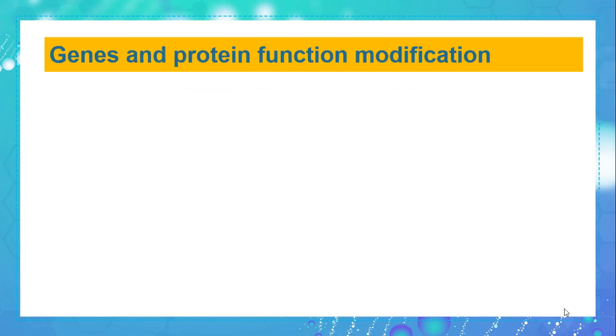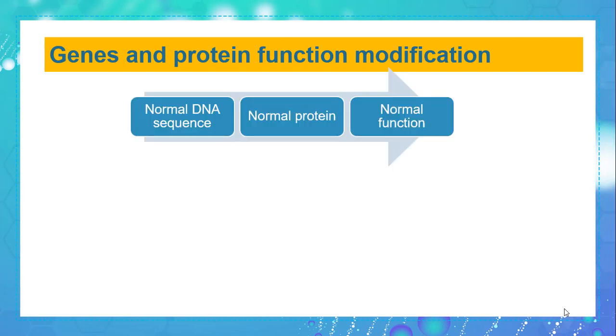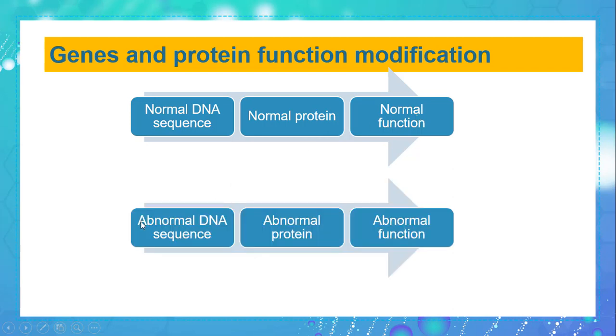In normal cases, after the protein is produced, it performs its function. However, in some cases, the produced protein would be malfunctional or inactive, or its function has been modified. What could be the reason behind that? In normal cases, normal proteins are produced because the DNA has a normal sequence. Then these normal proteins would perform normal functions. However, in other cases, if the DNA sequence is abnormal, then the produced protein would be abnormal and its function would be modified.